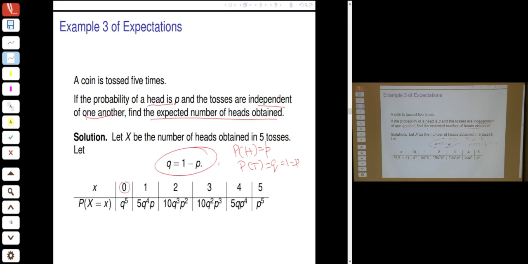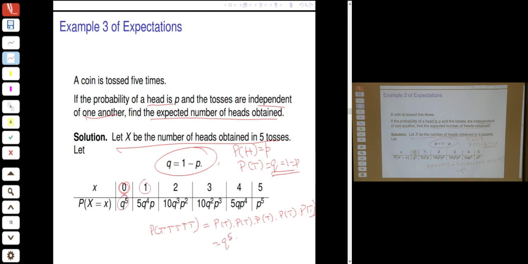So X is the number of heads obtained in 5 tosses. Let us calculate the probabilities. What is the probability that X equals 0? That means 0 heads are obtained, so all the outcomes are tails. The probability of the string t, t, t, t, t: since the tosses are independent, it is the probability of t times the probability of t, 5 times, because there are 5 t's in the string. The probability of getting a tail in any particular toss is q, which is 1 minus p, so this is q to the 5.